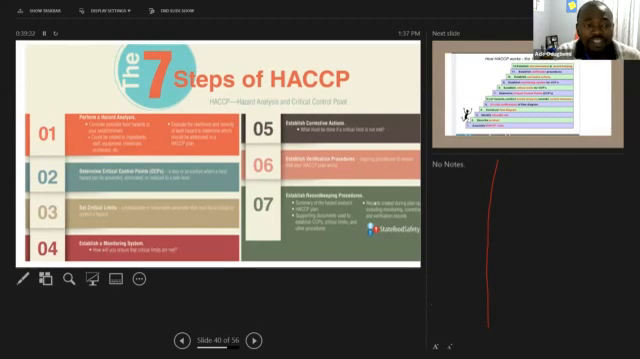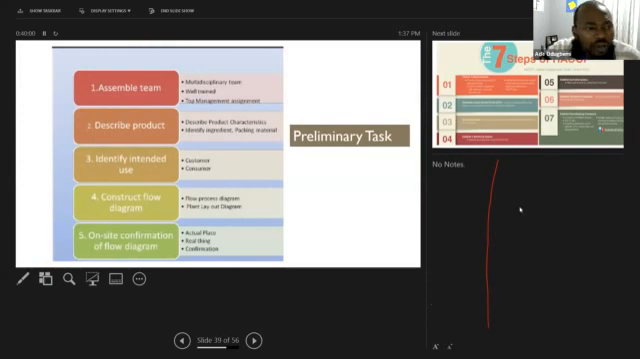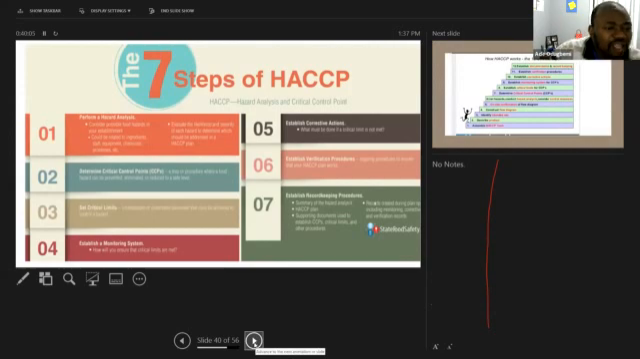Then number 5, establish a corrective action. If anything will go wrong, what do I do? Are things going to go wrong? Yes. Will you have non-conforming product? Yes. Will you have product that will not meet specification? Yes. So you establish corrective actions by understanding what can go wrong. Then you establish verification procedures. Verification means, how do I check down the line? How do you establish that. Then lastly, you establish what we call record keeping.